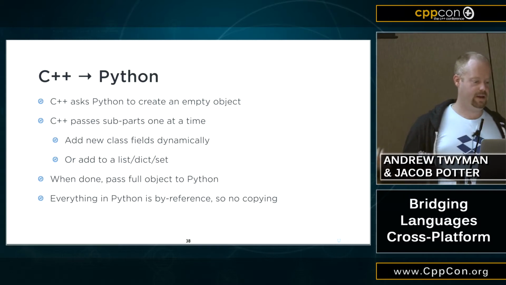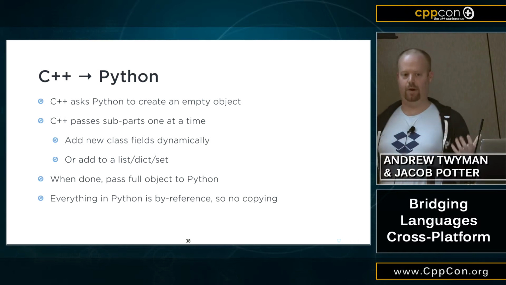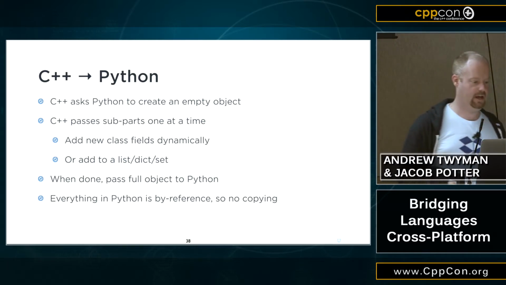So when we're done, we can pass the entire object to Python, and it's complete at this point and can go in and act like the right kind of object.